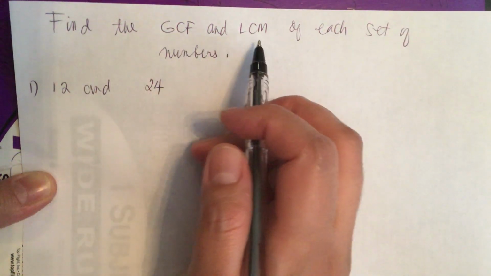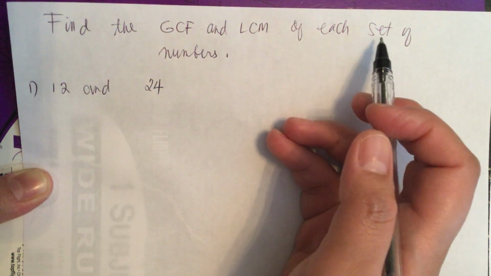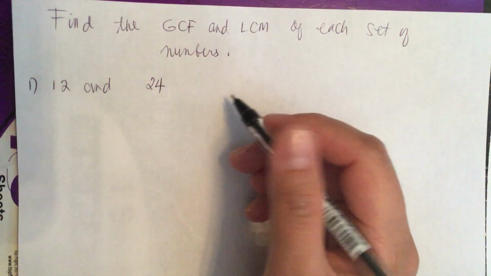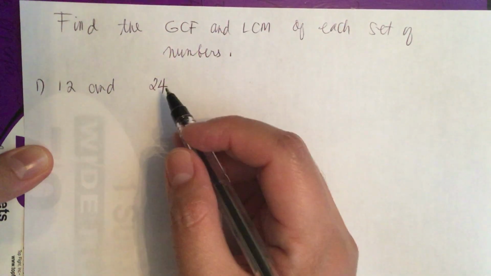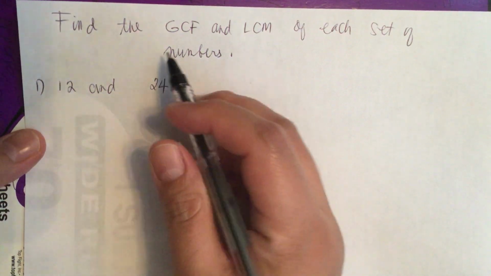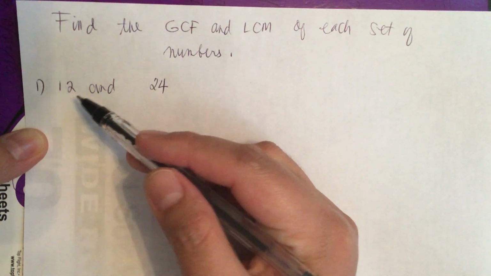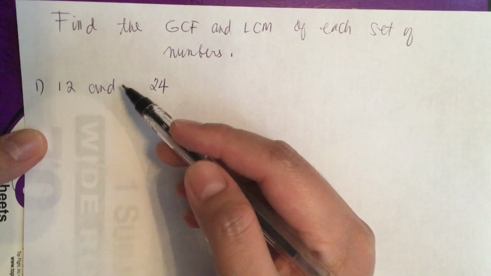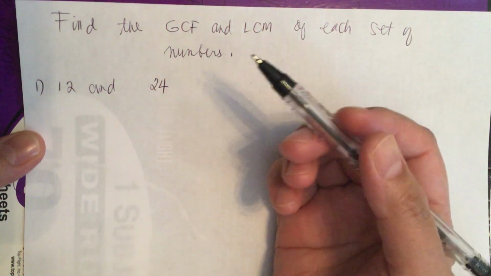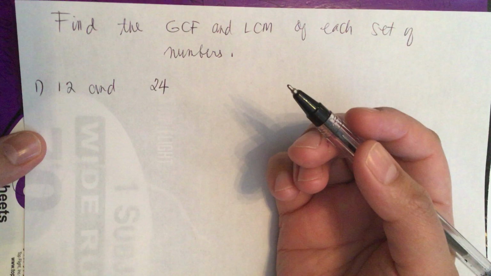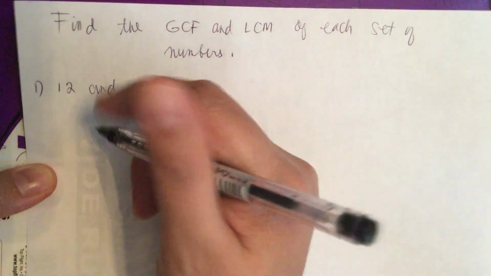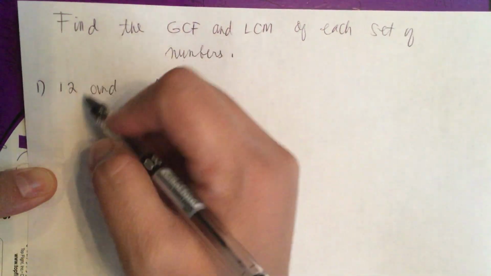Find the GCF and LCM of each set of numbers. So we have 12 and 24. To find the GCF and LCM, we need to do the prime factorization. I assume that you know how to do prime factorization, and this is how you do it.